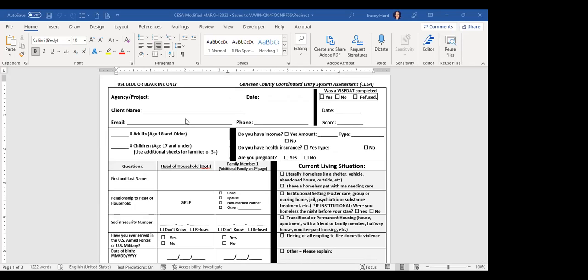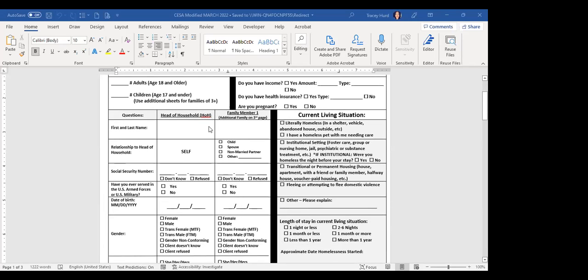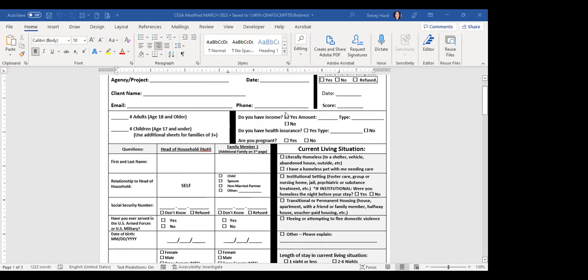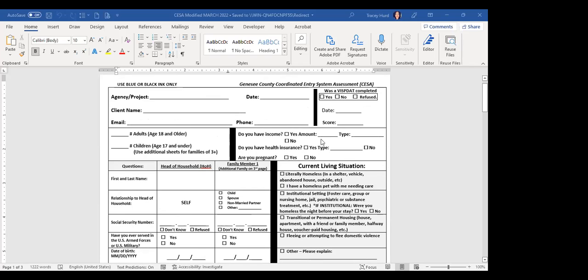If you scroll on the side, it says current living situation. Let's stop right here. One of the biggest issues we're seeing is the no income. Go up a little bit, DeAndre, if you don't mind. The income, we need to know what their income is. We need to know if they have income, if they have insurance, if they're pregnant. Those things are very, very helpful. And if you can get them to talk on the CESA, by the time they get to the VI-SPDAT, they will share more information.